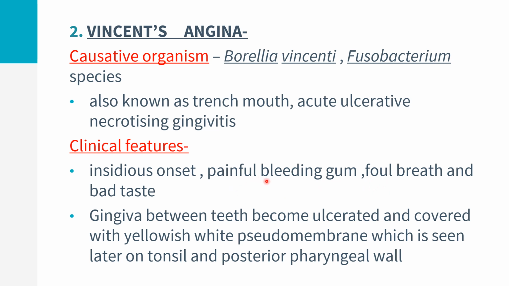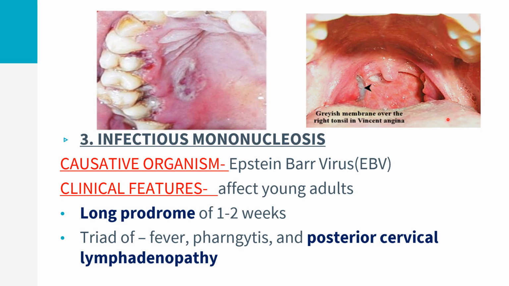There are ulcerations present over the gums, and later if this disease is left untreated, those ulcerations can spread to the hard palate, the soft palate and can even involve the tonsils. In response to that there is an inflammatory reaction leading to the deposition of grayish exudate over the tonsil, which we can see in this picture here. And here is a picture of Vincent's angina where there is ulceration over the gums, there is bleeding from the gums, and we can see an ulceration which is present on the hard palate.